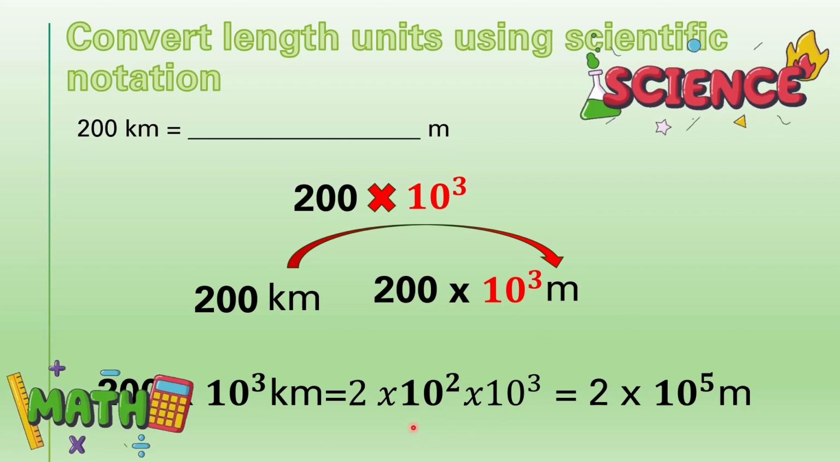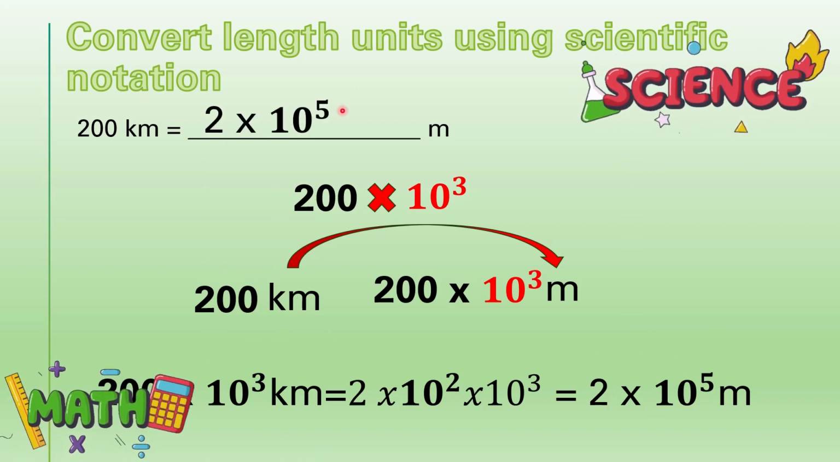How will we do it? So 2 we are taking from here. So 2 goes here. Then this 10 on the power 2 times 10 on the power of 3. We already mentioned when you have multiplication between these 10 powers, then you need to add these numbers that you have on the top. So 2 plus 3 gives us 5. And this will be the final answer, the final scientific notation. So 200 kilometers will be equal to 2 times 10 on the power of 5 meters.